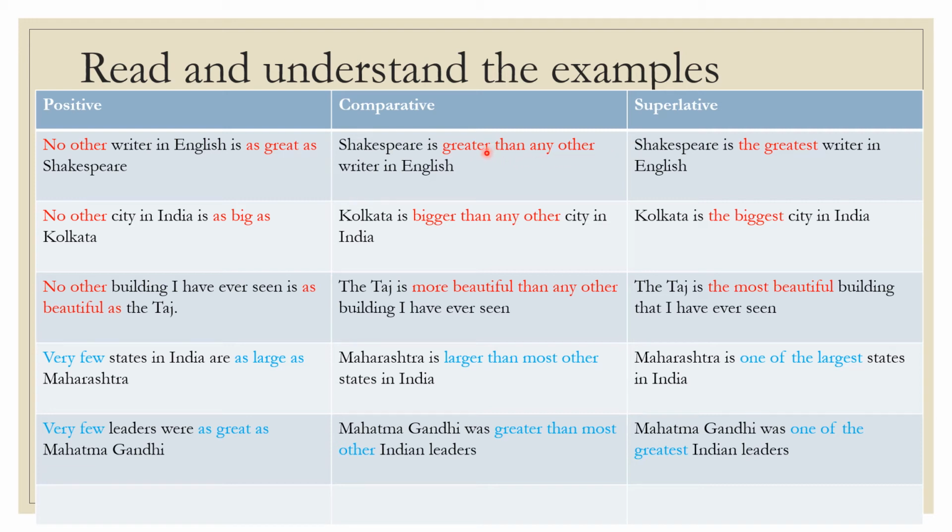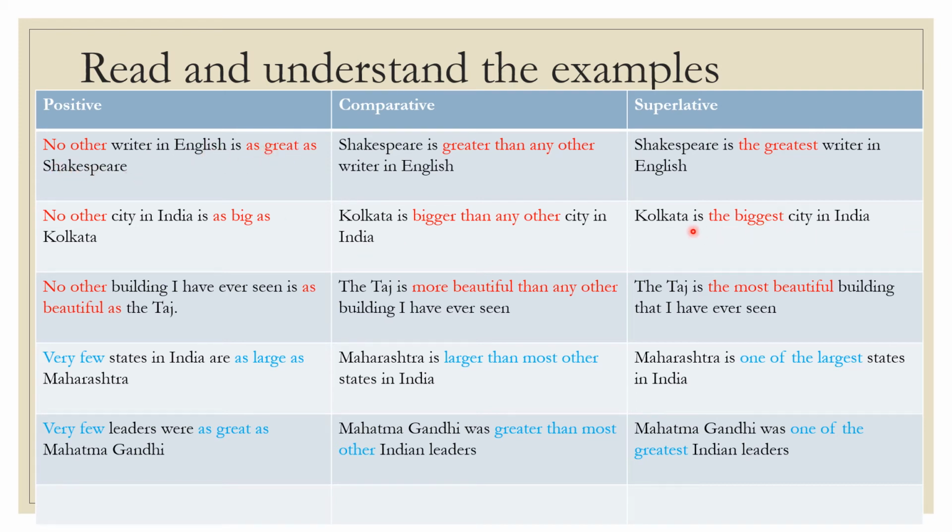We know that the comparative has to be ER than. So here in the comparative, it will go greater than any other. So the sentence will be Shakespeare is greater than any other writer in English. In the positive degree, you will begin with no other, as great as or so great as. But I have taken it as great as. So you will begin the positive by writing no other writer in English is as great as Shakespeare.